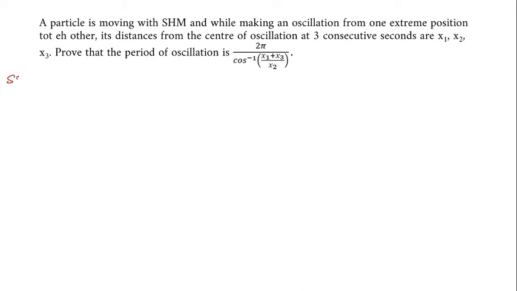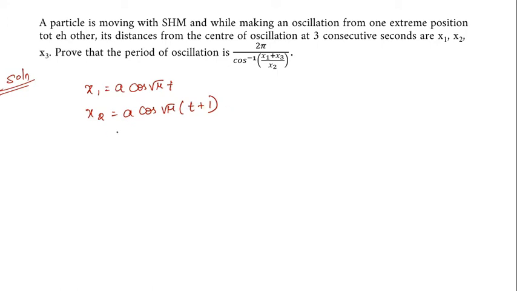So solution, we know that x1 is equal to a into cos root mu t, provided root mu t is nothing but the phase and a is the amplitude. This is, suppose, we are considering the first simple harmonic motion, and they have given that they have 3 consecutive oscillations. So the next one will be x2 is equal to a into cos of root mu into t plus 1, because it is consecutive, right?